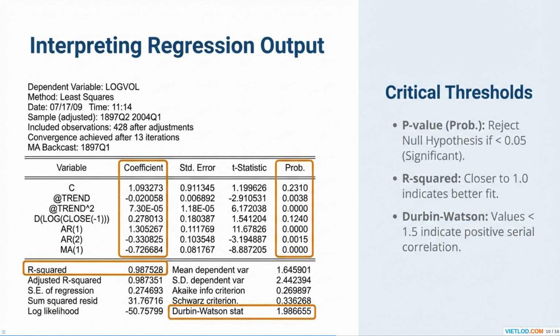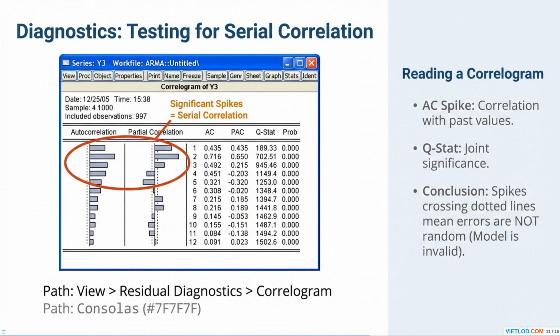Finally, for time series data, the Durbin-Watson statistic is crucial for detecting first-order serial correlation in the residuals. Values less than 1.5 typically suggest the presence of positive serial correlation. In this case, our Durbin-Watson statistic is 1.986655, which is very close to 2, indicating that we do not have a significant issue with positive first-order serial correlation. The Durbin-Watson test is a good starting point, but a more detailed way to diagnose serial correlation is by examining the correlogram of the residuals.